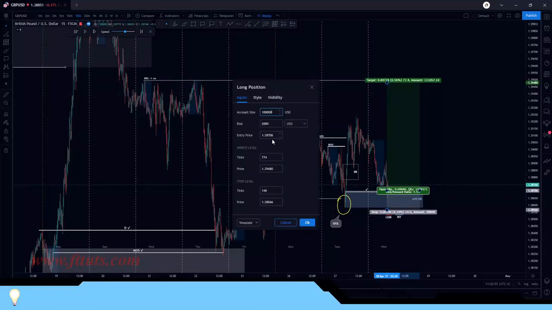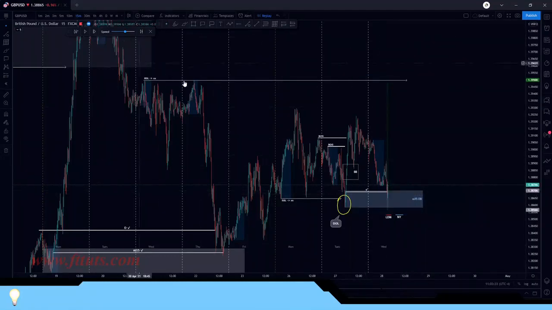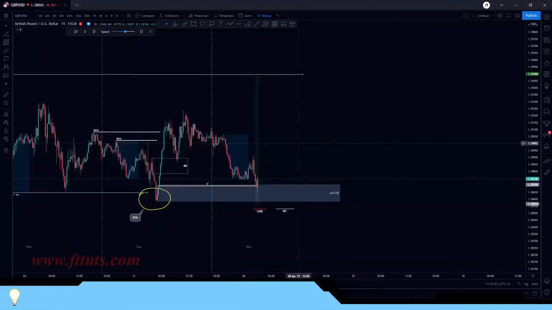Okay, and we would round it up to 139,500, which is a psychological price level. So slightly above the buy side liquidity. So we know that there's reason for price to move back up to this buy side liquidity, giving us about 5.67 times our risk.